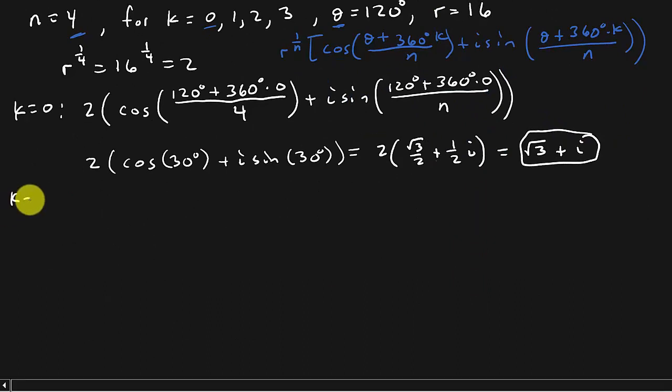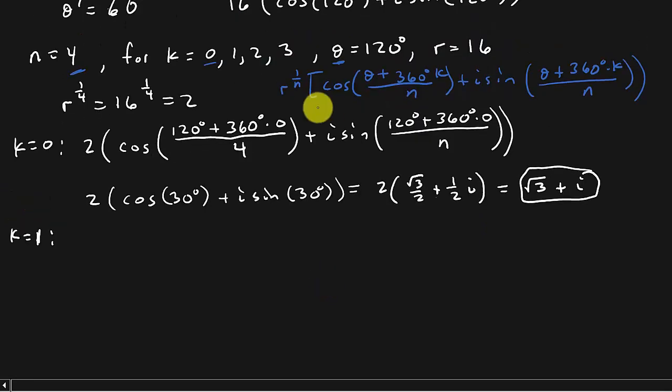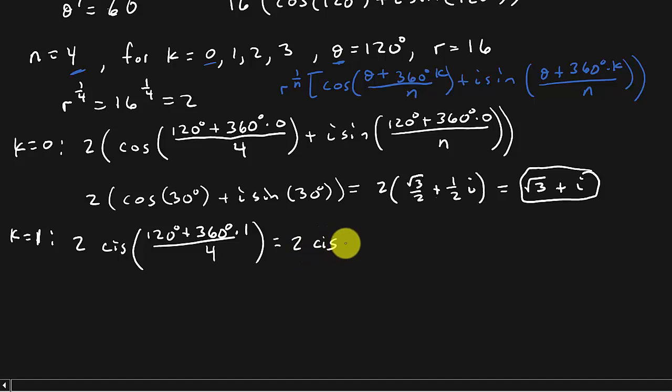All right, so now we got to do it for k equals 1. So I'm going to plug everything back into this thing, except instead of plugging 0 in for k, I'm plugging 1 in for k. So that's going to be 2, and then I'm doing it in abbreviated form. So that's 120 plus 360 times 1 over 4. See how much space that saves? And so this is going to be 2. And then let's see, 120 plus 360, and then divide that by 4. That is 120.